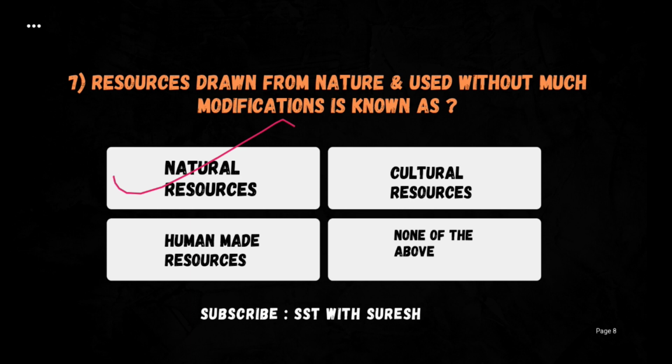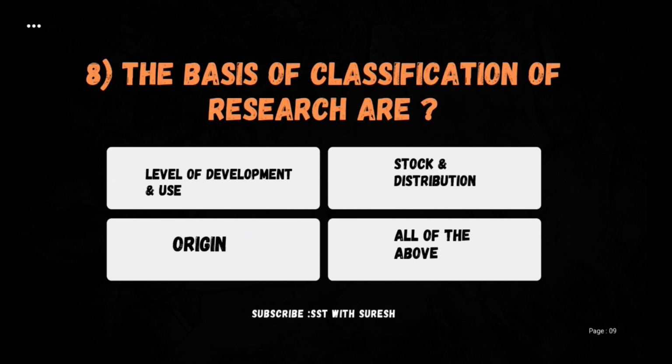Okay, next question, question number 8. Question number 8 asks: the basis of classification of resources are what? The options are: option A, level of development and use; option B, origin; option C, stock and distribution; option D, all of the above. The correct answer for question number 8 is all of the above. Level of development and use is a basis, origin is also a basis, and stock and distribution is also a basis of classification of resources.